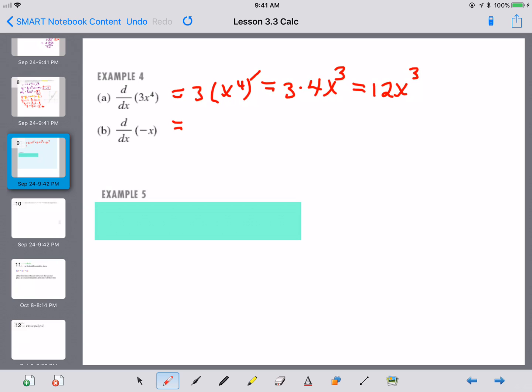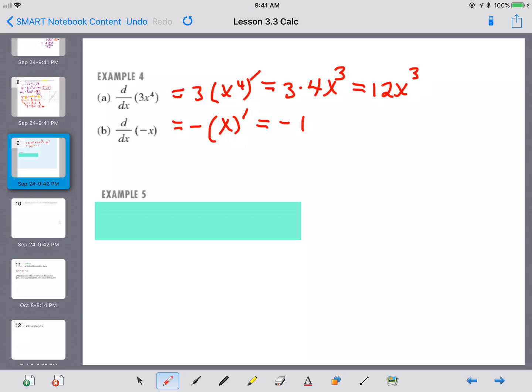What's on the x? The negative. So you can pull the negative out in front, take your derivative of the x, which is 1, and so then it would just be negative 1 times positive 1, which is negative 1.